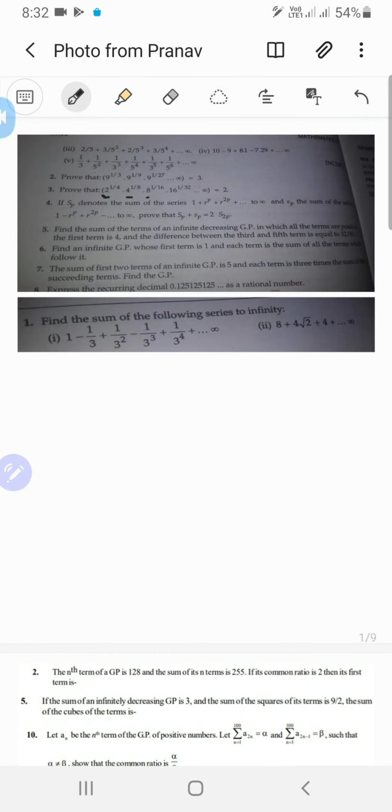Okay, let's go to the next question. The sum of first two terms of an infinite GP is 5, and each term is 3 times the sum of its succeeding terms. Find the GP. Okay, the first two terms of an infinite GP is 5, so you have a plus ar is equal to 5. And each term is 3 times the sum of the succeeding terms.